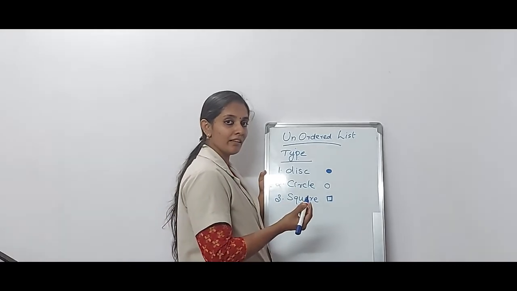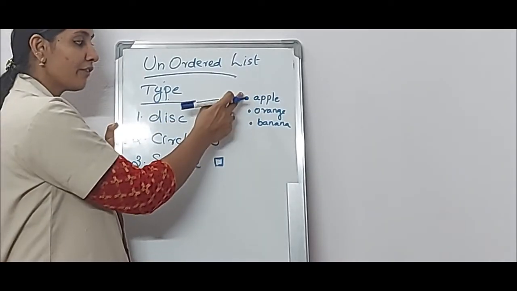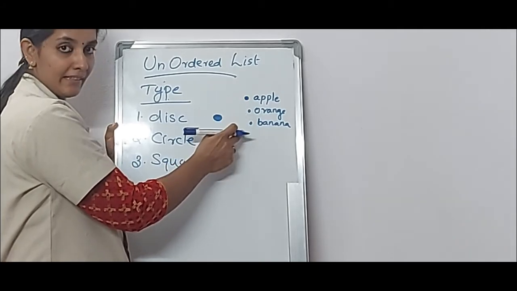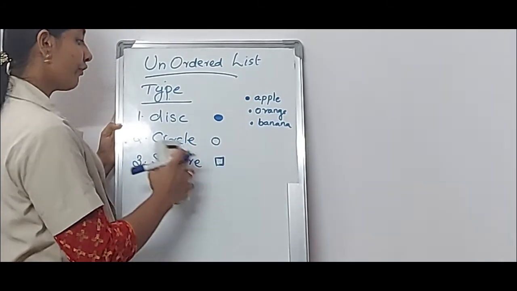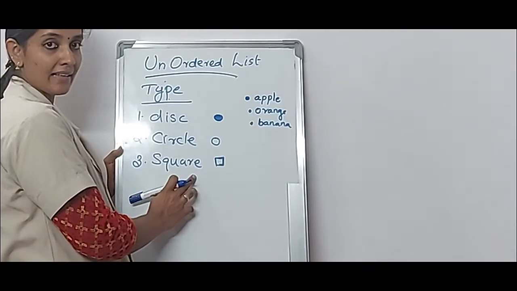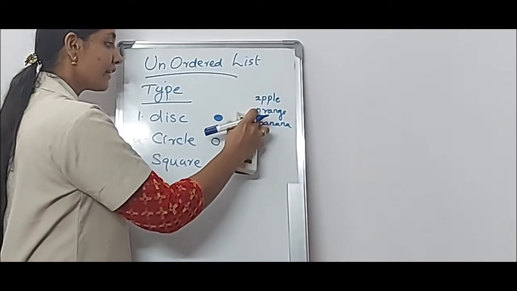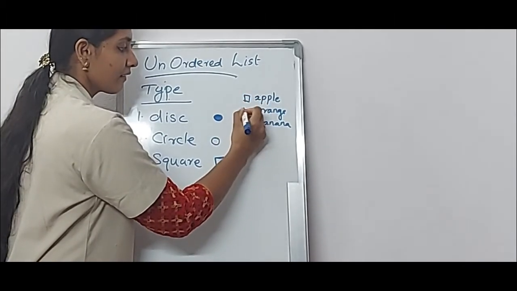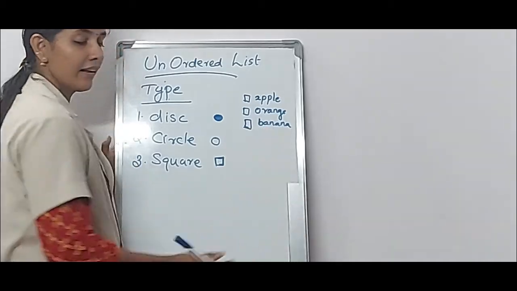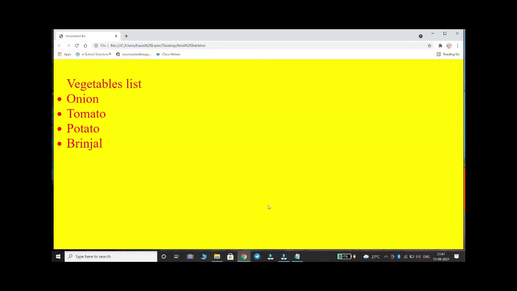For example, if I am giving type equal to disk, then the list of items will display like this. Instead of disk, if I am giving square as type, then the list of items will be displayed like this. This is an unordered list. Here there is no order in this list item. For this we have used bullets. These are the bullets to represent an unordered list. Let's see how to do this coding.